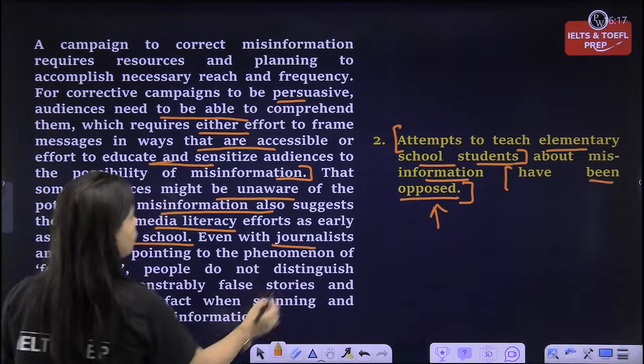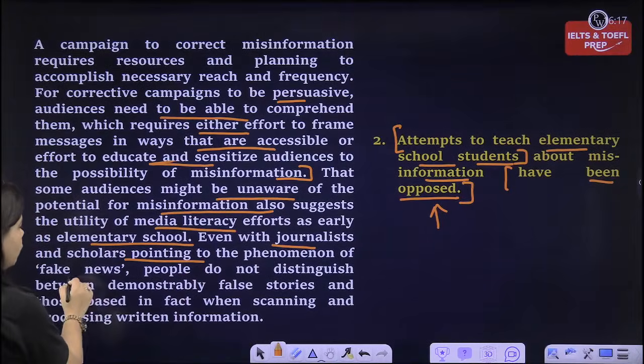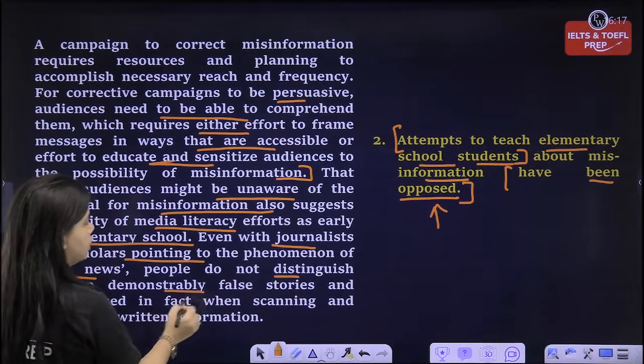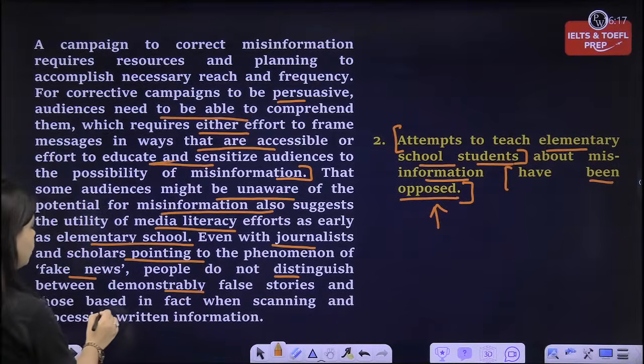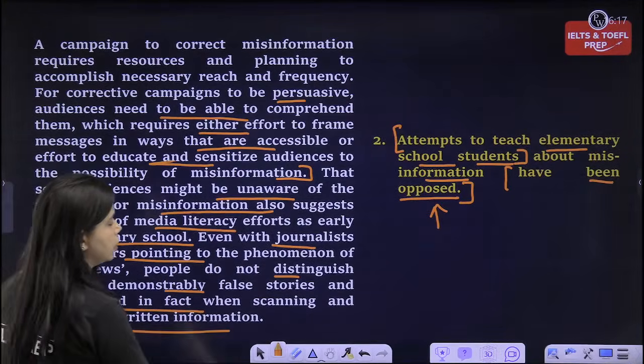They are saying even with journalists and scholars pointing to the phenomenon of fake news, people do not distinguish between demonstrably false stories and those based in fact when scanning and processing written information.